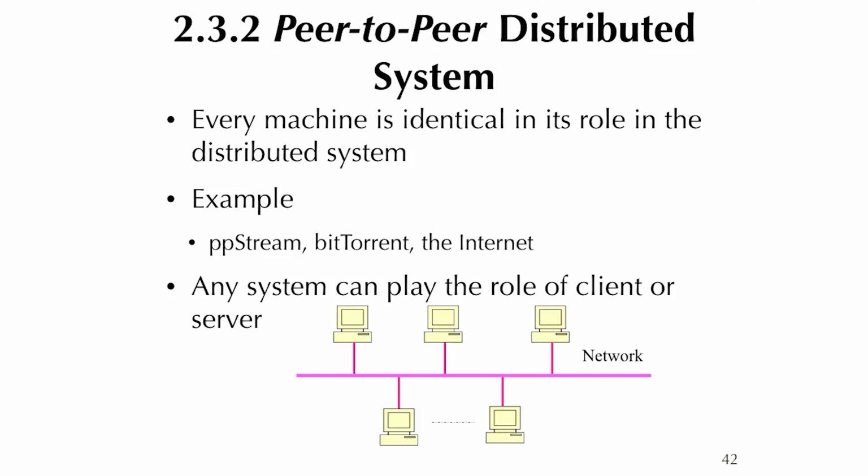Peer-to-peer is more like you have these machines with the same role, and any one of them can be as good as any other one as far as the user is concerned. So you may have seen BitTorrent, PPStream, where when you connect to one, as long as it delivers a service, you don't really care which one, right? So this can have potentially better scalability.